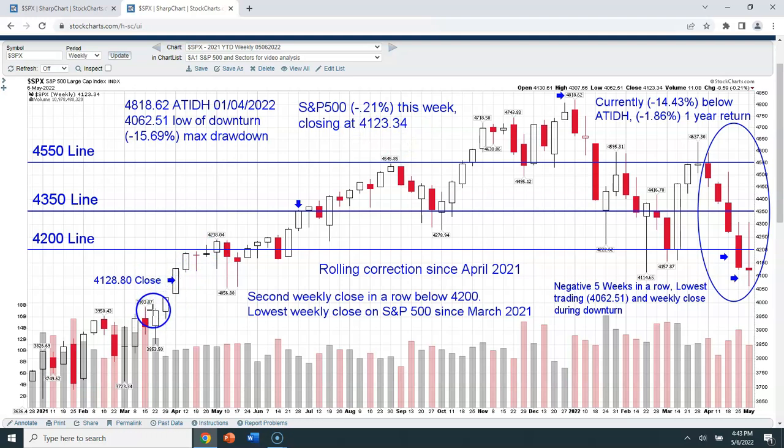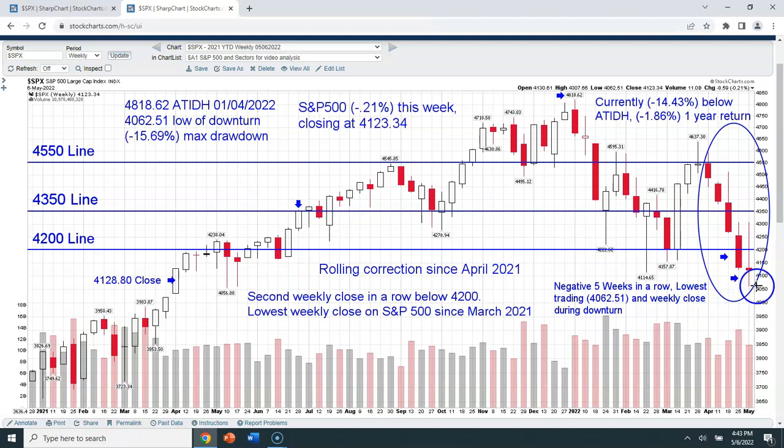So again, basically we've got to go back to March. This is the lowest weekly close on the S&P 500 since March of last year, and as we know, it's the second week in a row that we've closed below 4,200 on the S&P 500, a level that we've been talking about. You can go back over my last 6-7 videos, and you'll definitely see me talking about the 4,200 area as well as the 4,350 area.